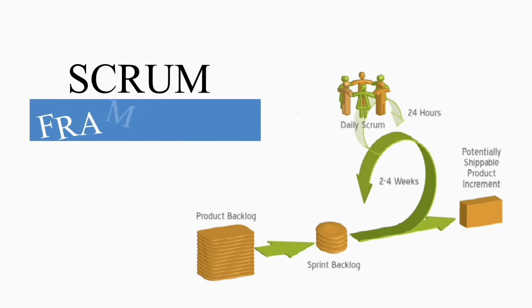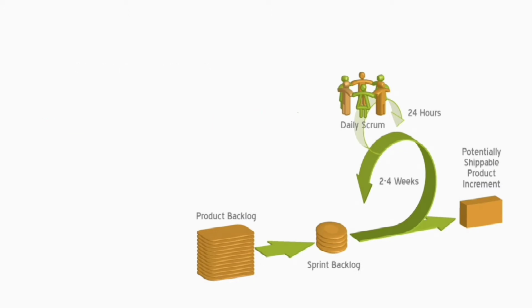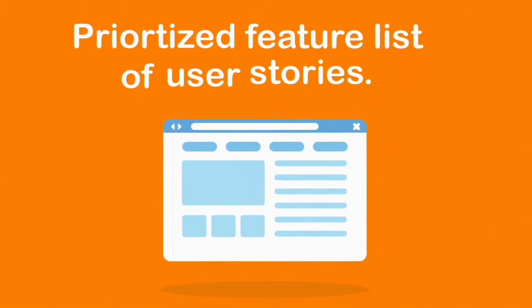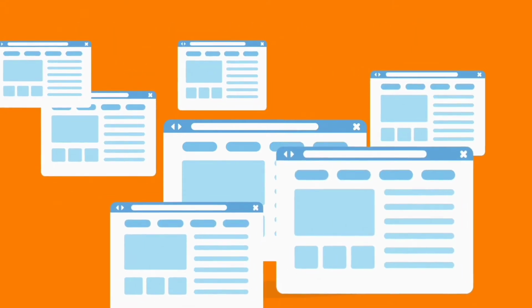Scrum framework. The above diagram shows the visual representation of a Scrum cycle. What is a product backlog? The product backlog is a prioritized feature list of user stories. It is a list containing short descriptions of all functionality desired in the product.